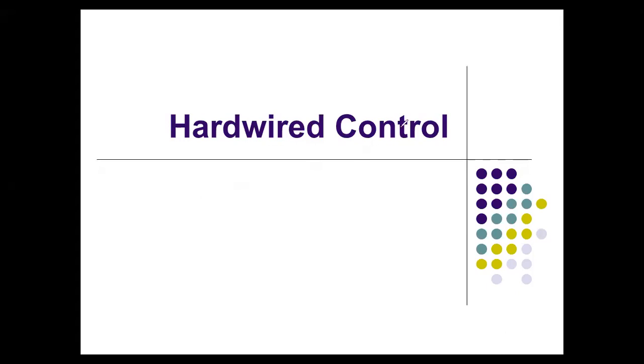In the previous class, we discussed how the complete instruction is executed, and if branch instructions occur, how those branch instructions are executed. Now, in this class, we start the hardwired control unit. Hardwired control unit.